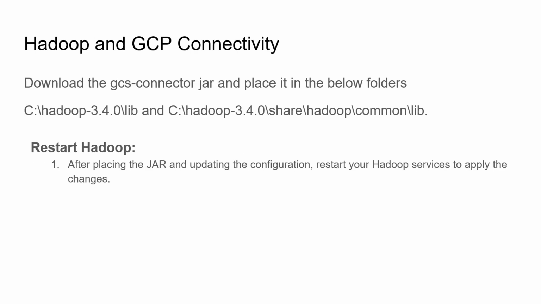Download the GCS connector jar. First, find the latest GCS connector jar. Visit the Google Cloud Storage connector GitHub releases page to find the latest version. Download the jar file for the GCS connector. The file name typically looks like gcs-connector-hadoop3-latest.jar. Place the jar file inside the directories. Copy the jar file to the lib directory or common lib directory in your Hadoop installation, and restart the Hadoop servers.